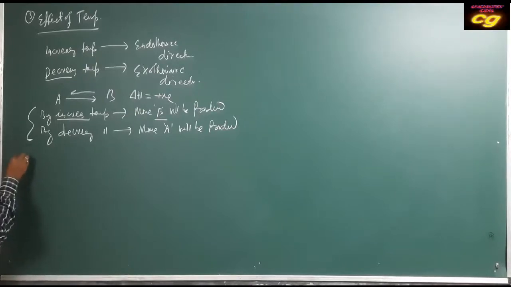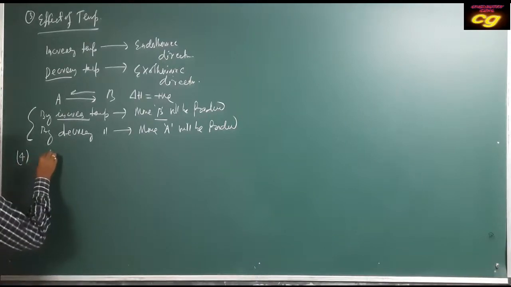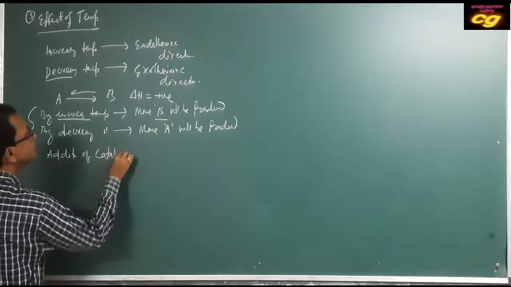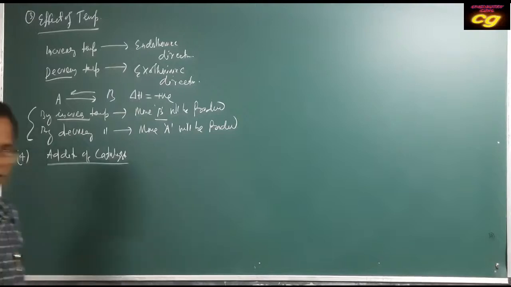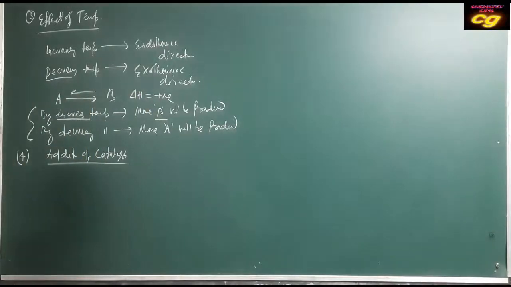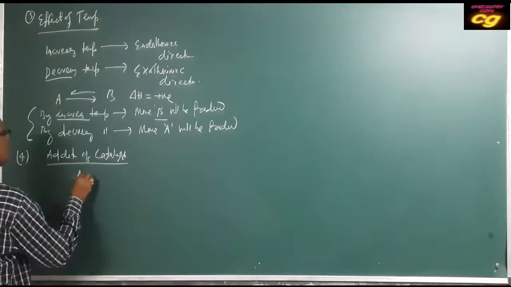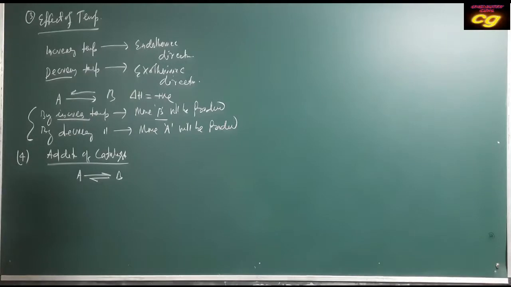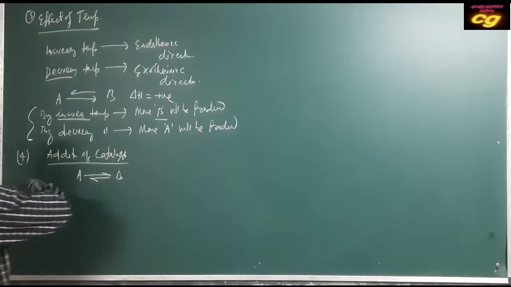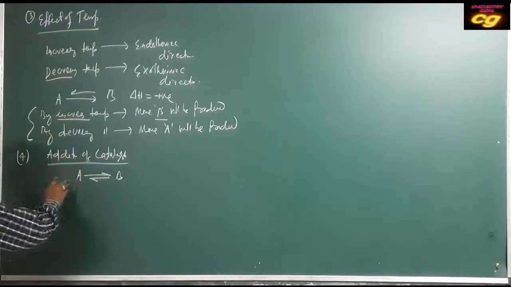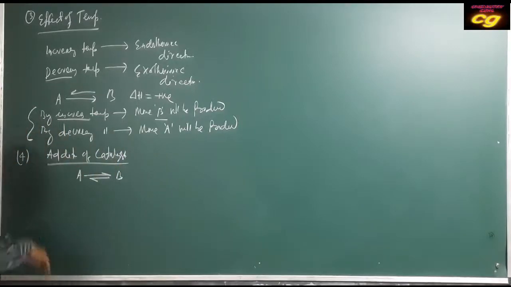Then the fourth one is the addition of catalyst. We know the role of a catalyst: a catalyst always increases the rate without being used up. Only it increases the rate. A changes to B. If you add a catalyst, both the forward rate and the backward rate will be increased simultaneously. A to B will increase and B to A will increase, so that Kc remains constant.